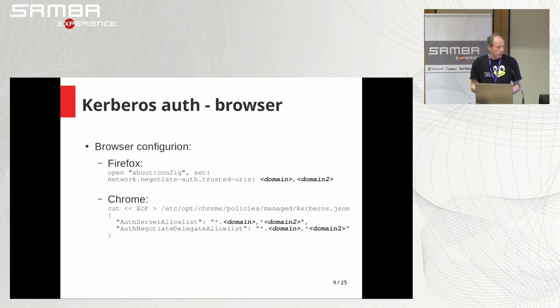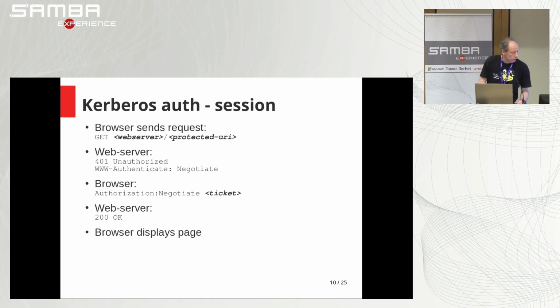But in order to use it with Kerberos, you do need to configure your browser as well. So you need to tell it that it can do the negotiate for certain domains, otherwise it will never send the ticket that you acquired when you logged on to your workstation. So here are two examples for Firefox and for Chrome on how to do that. And after that, we're good to go. We have a configured browser, we have a configured server, so we could do the authentication request.